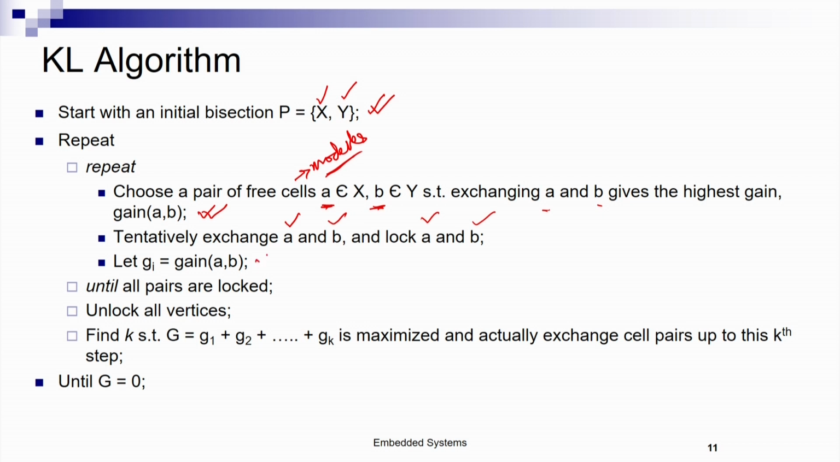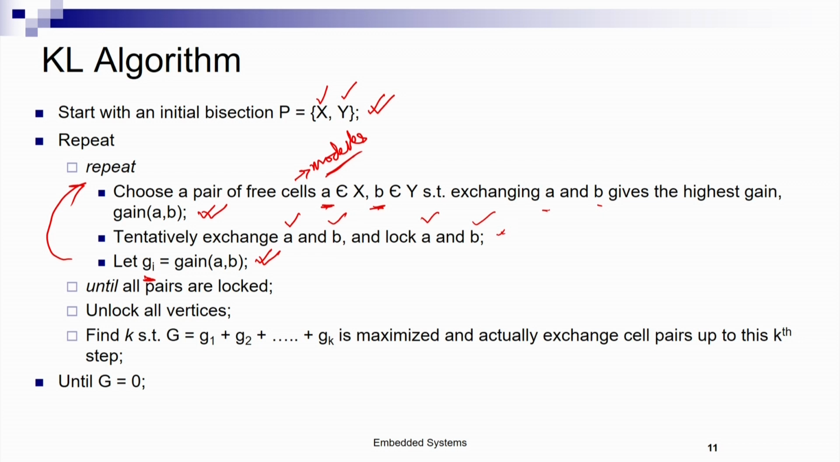Let the gain of A and B be given by G i. Now, we go into this loop again. Now, A and B are removed from consideration. Again we choose another node from X and another node from Y, such that exchanging A and B now gives me the highest gain, and then we tentatively exchange A and B and lock A and B.